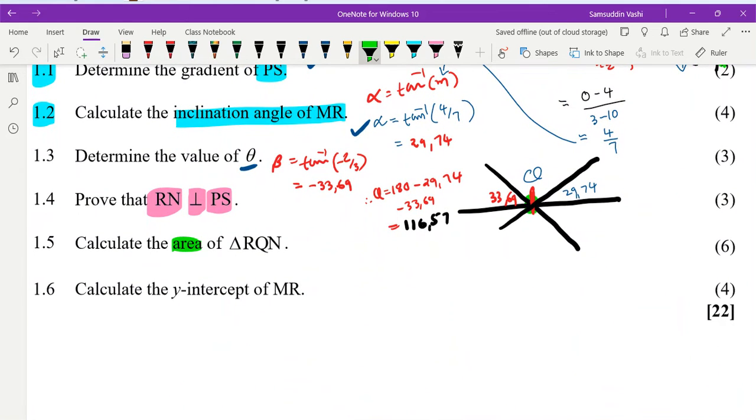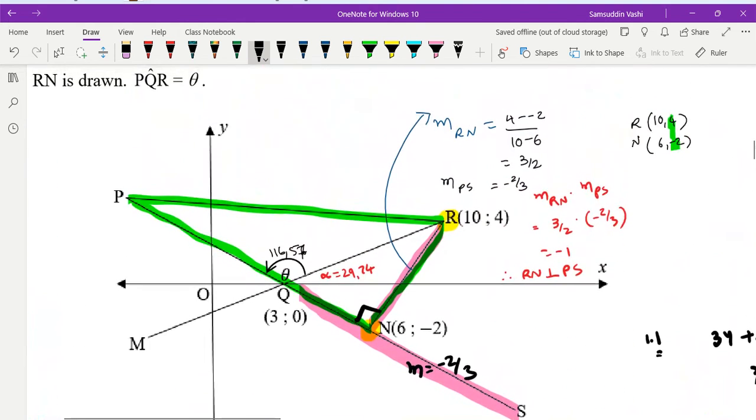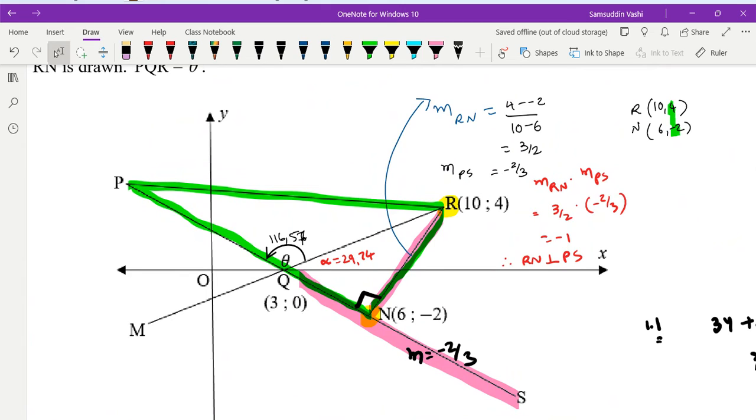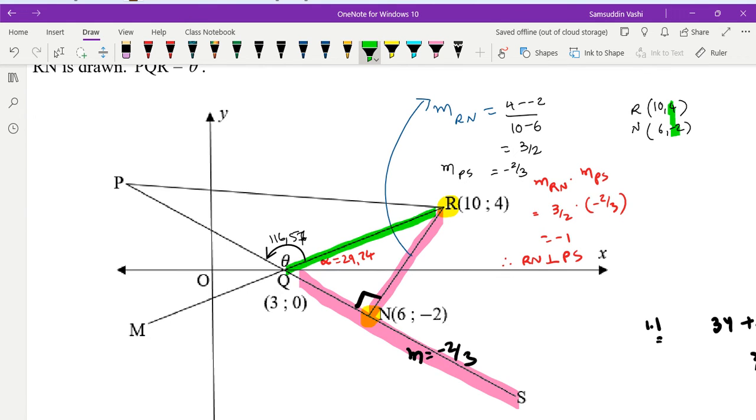Okay, you see now there is an area. What's the area of a triangle? That RQN. Let me check first of all. RQN. So they are not talking about that big triangle. Now we are talking about the small triangle RQN. So I'm looking for this area, and it is now a right angle triangle, isn't it?